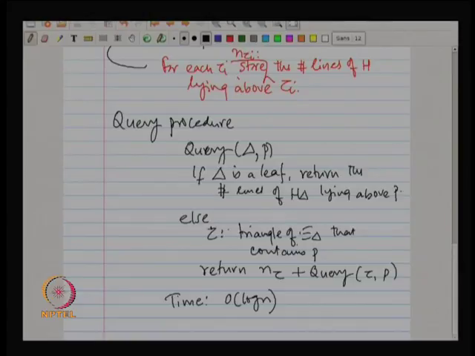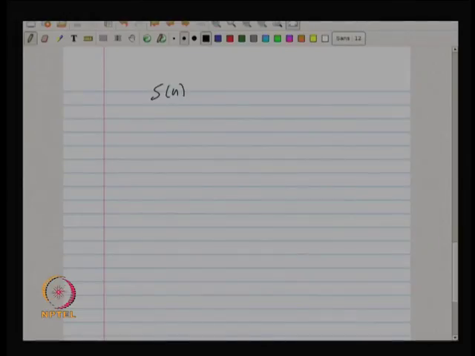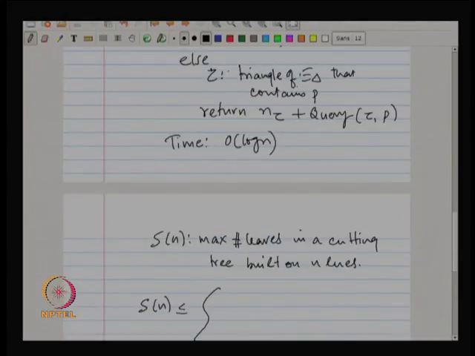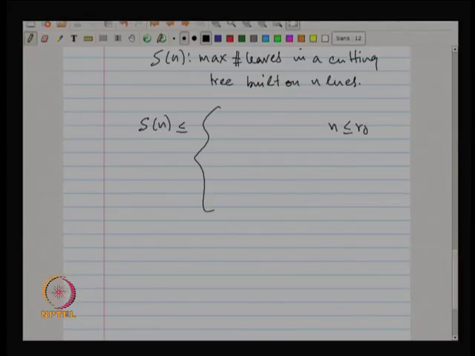Now let's answer his question: how many leaves are there? Since it's a tree, the total size of the tree will be proportional to the number of leaves, right? So let's say Sn is the size of the data structure, that is, the maximum number of leaves in a cutting tree built on n lines. Okay. So what's the size? If n is less than R0, then it's a leaf, so there's only one leaf.